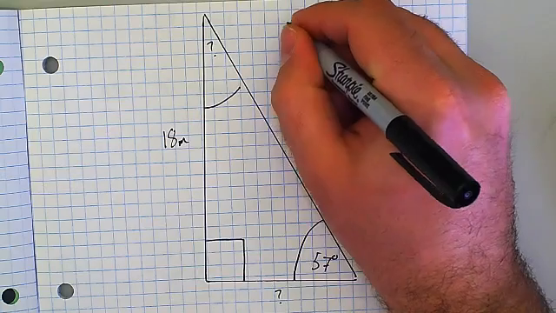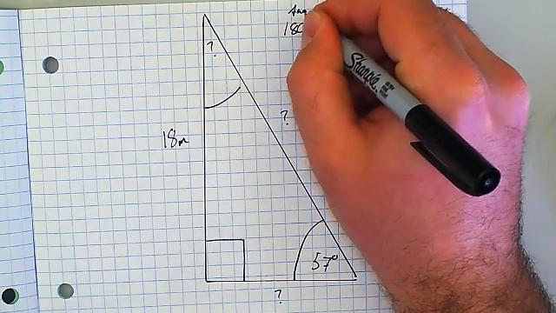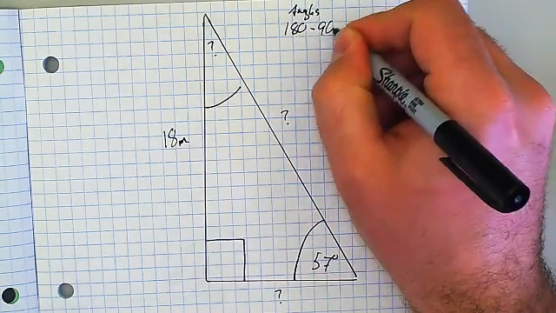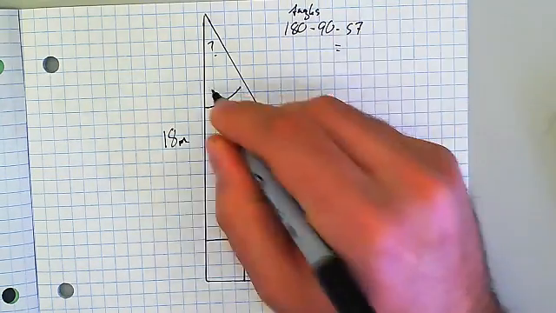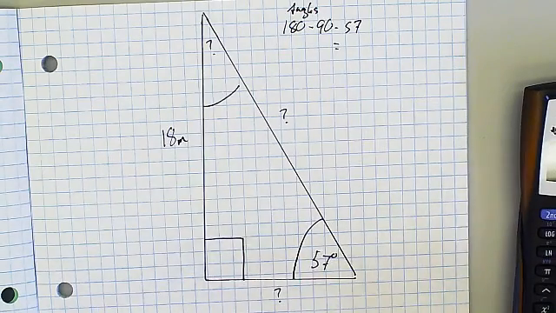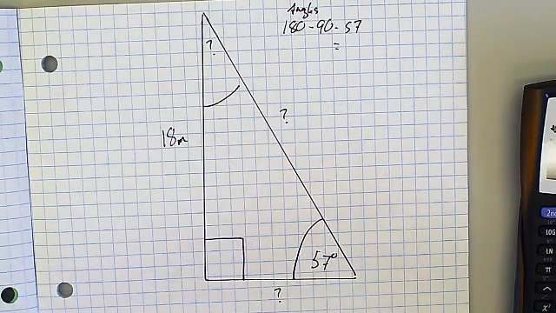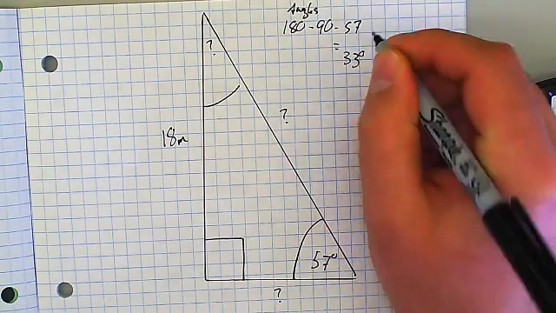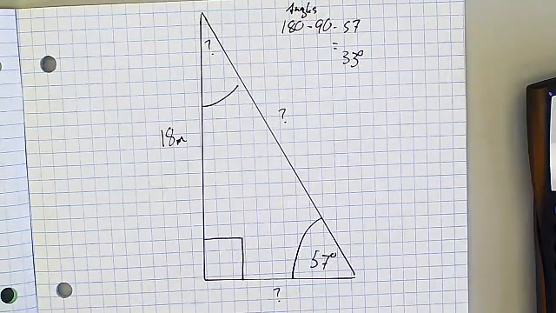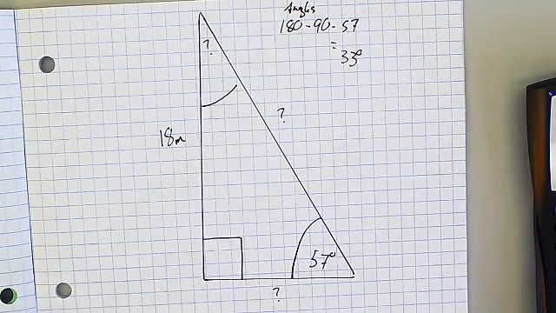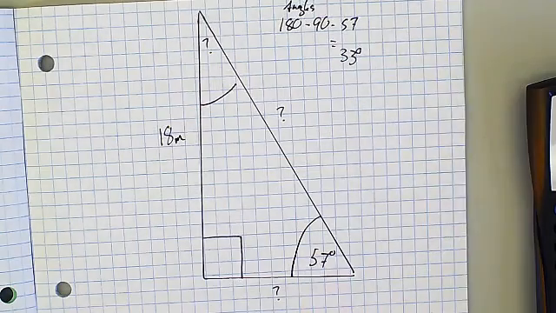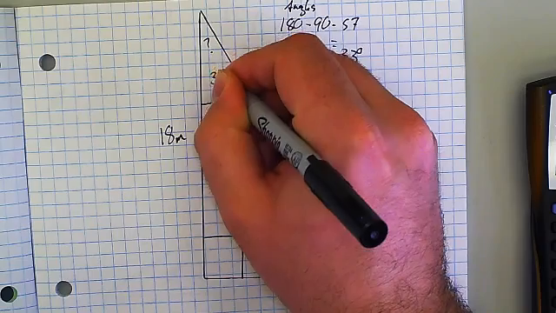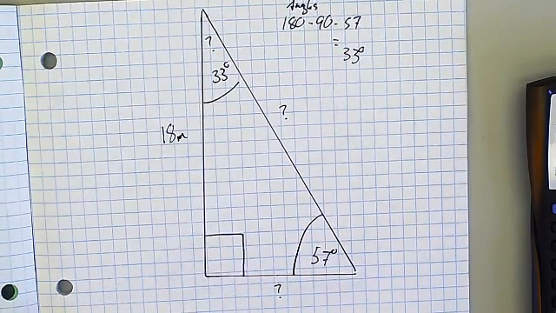I know that all the angles in a triangle will add up to 180 degrees. So 180 minus 90 minus 57 will give me my missing angle. And with that, I know that this is going to equal 33 degrees. The reason why I start with this is it's a good place, it's easy to get the marks, and it is a surefire way to guarantee yourself, if this was out of 3 marks, a 1 out of 3.